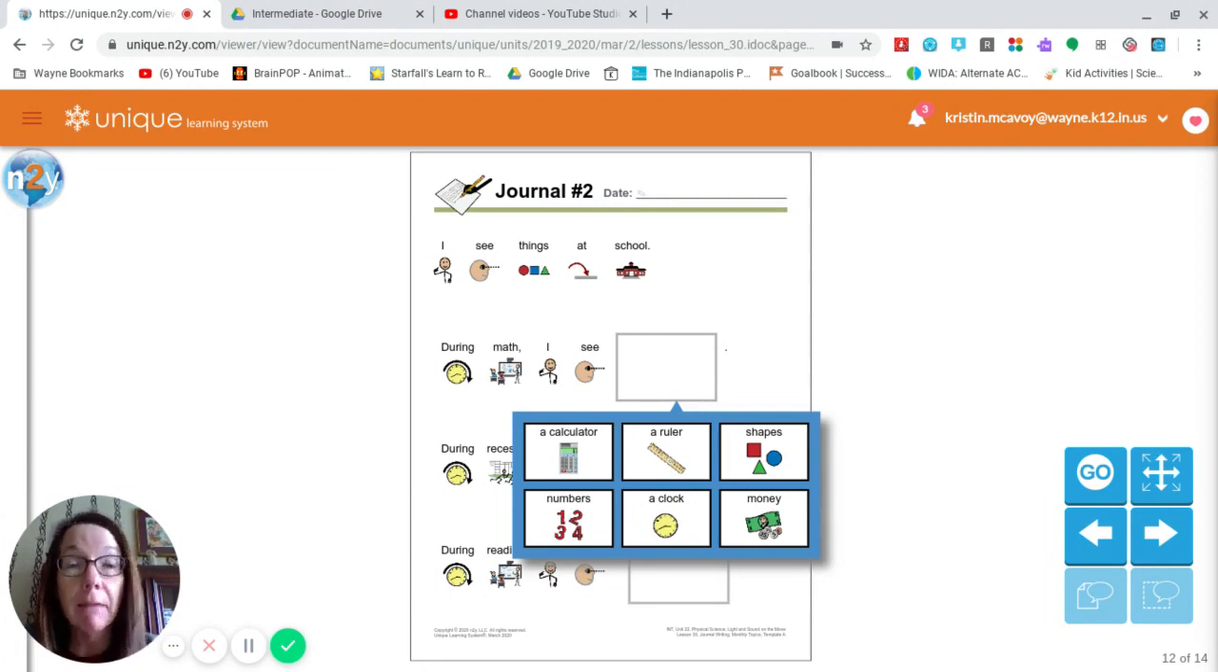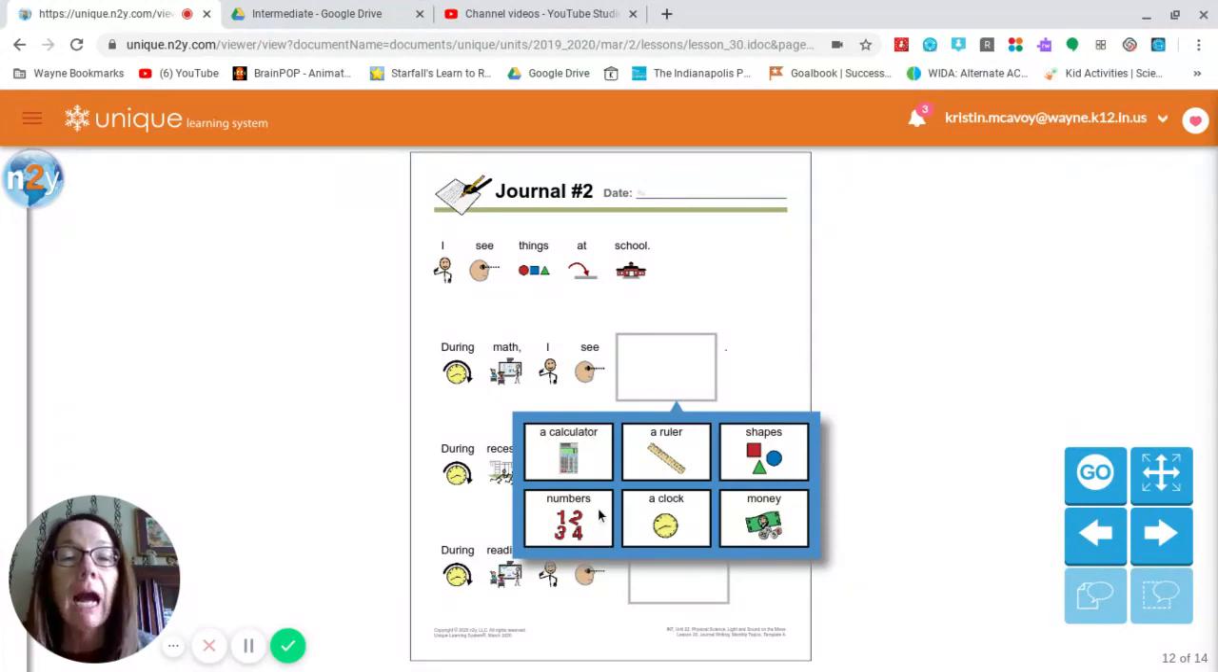We've spent a lot of time this year working on shapes, both 3D and 2D shapes. So you might want to choose that. We're always using numbers when we are doing our math activities. So you might want to choose numbers. Sometimes we talk about clocks and telling time, and sometimes we talk about money. So those might be one of the ones that you want to choose. And occasionally we use a calculator, not very often, but sometimes we do. So you can decide what you want to fill in the blank with during math.